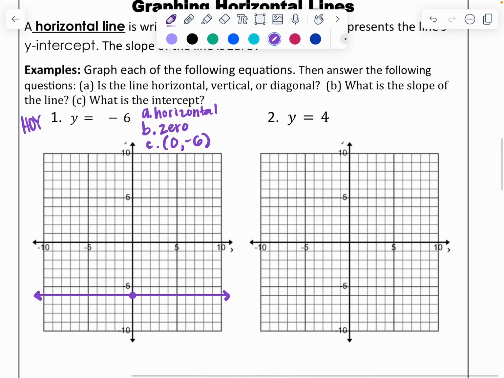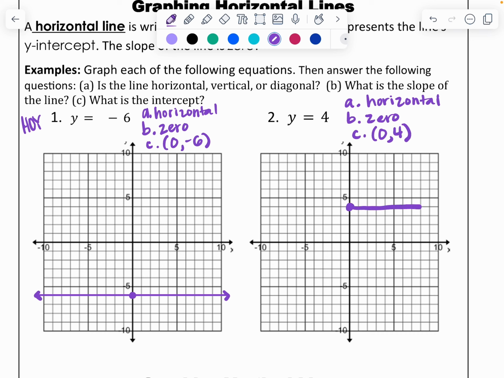Okay, number 2, y equals 4. Is the line horizontal, vertical, or diagonal? That y tells me there's no x in this equation. A diagonal line would have an x and a y. And just a y tells me that this is a horizontal line. The next question, what is the slope? A horizontal line always has a slope of 0. And what is the intercept? Well, y equals 4 tells me that the intercept is (0, 4). So plot that 4 on the y-axis and draw your horizontal line.